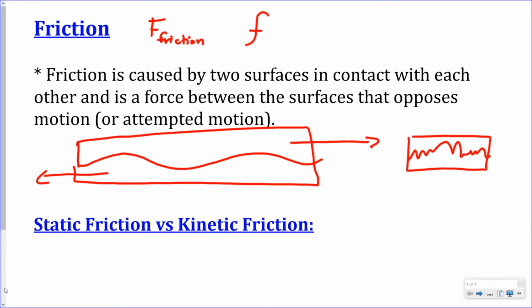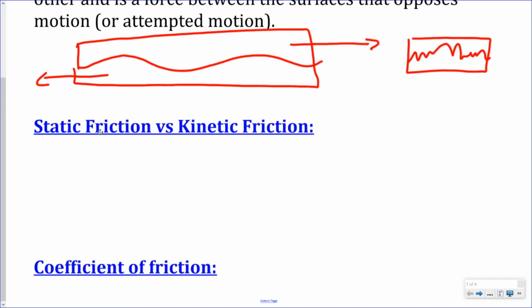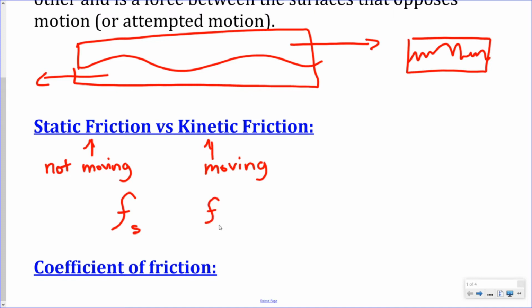We can talk about two different types of friction: static friction and kinetic friction. Not a big difference between them. Static friction is, just like the word static may imply, not moving. Whereas kinetic, if you think about our kinematics unit, anything with the prefix kin is talking about motion. So this is friction when the two surfaces are moving. The way we'd represent this is F subscript S and F subscript K, for static and kinetic.